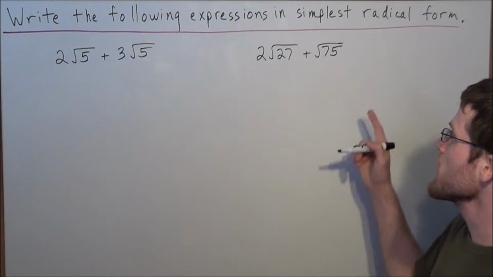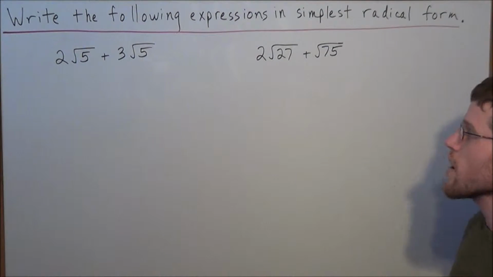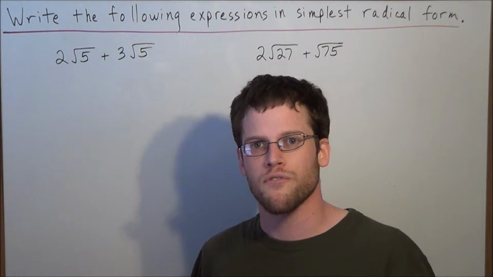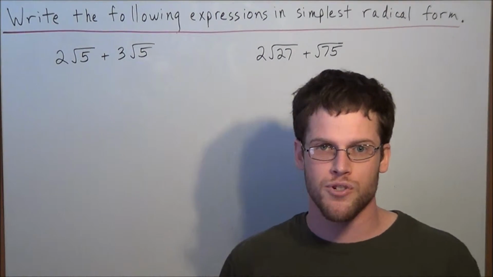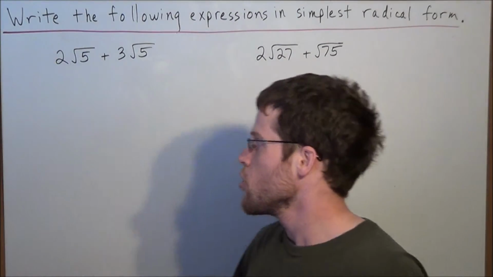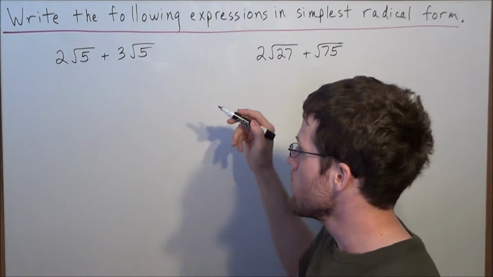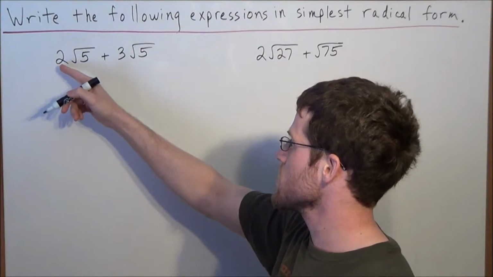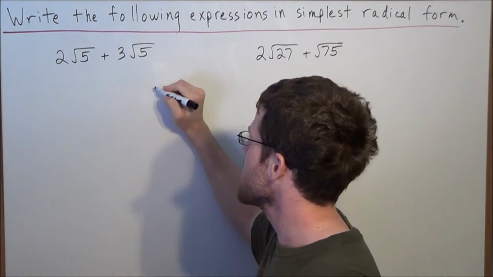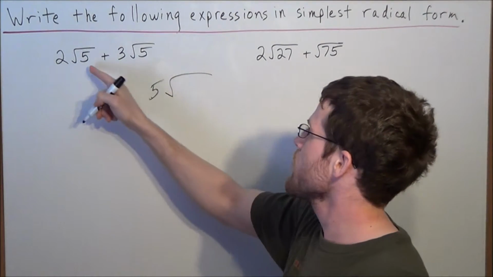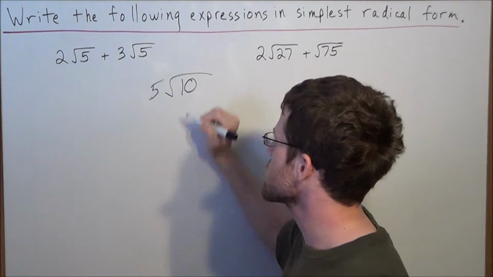We have: write the following expressions in simplest radical form, and I have two examples, but I want to focus on an easy example first so that we can highlight a common trap that a lot of students fall for. When they look at something like this and they forget the technique behind adding radicals, most students, when they do this wrong, are going to say something like 2 plus 3 is 5, and 5 plus 5 is 10, so the answer is 5 radical 10.